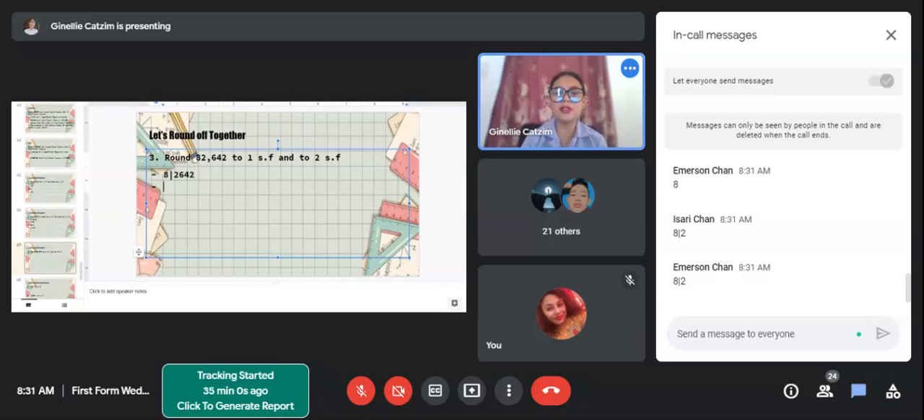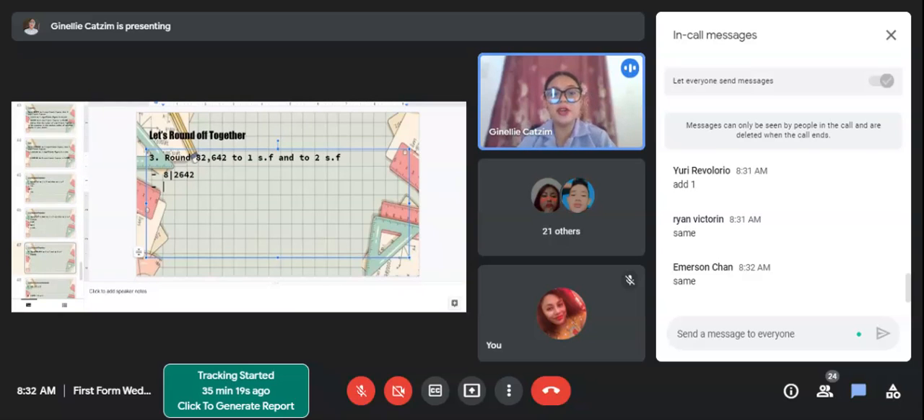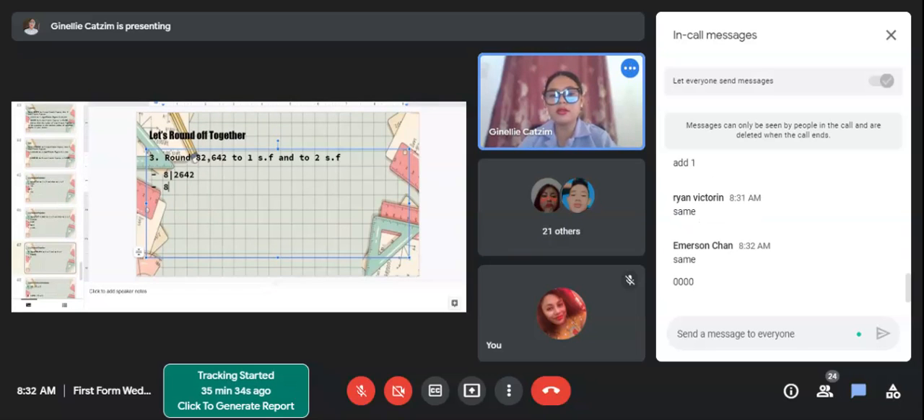So what happens to the 8? Does it change, or is it kept the same? It remains the same, right? Because the number after, which is a 2, is a number 4 or less. So it doesn't change. So what happens after the vertical bar? What do we do to the numbers? Zero. Very good. We just fill them out with zeros.